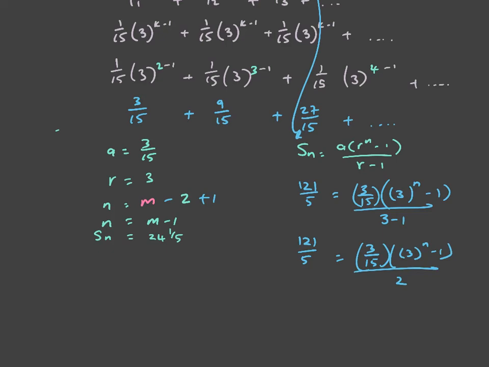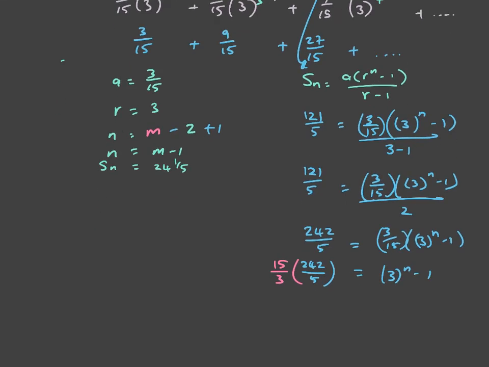Okay, and now it's just a bit of algebraic manipulation. So you've got 121 fifths, you've got 3/15ths, 3 to the power of n minus 1 over 2. Multiply the 2 on both sides, so you get 242 over 5 is equal to 3 over 15, 3 to the power of n minus 1. You don't need to show all these steps, I'm just doing it for now. Okay, how do you get rid of the divide by 3 over 15? You multiply by 15 over 3 on both sides. So you're going to get 242 over 5 is equal to, multiply 15 over 3 by 3 over 15, you get 1. That's why you do it, of course. So 3 to the power of n minus 1.